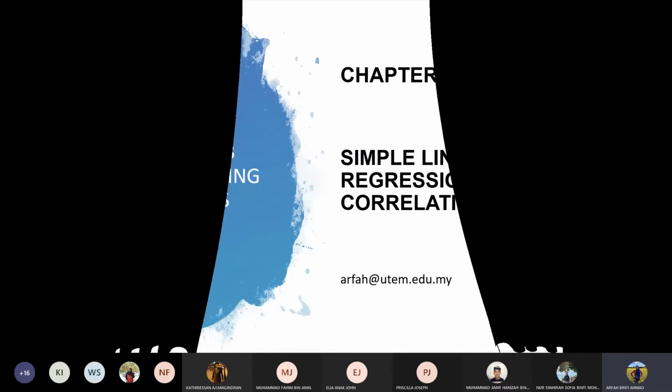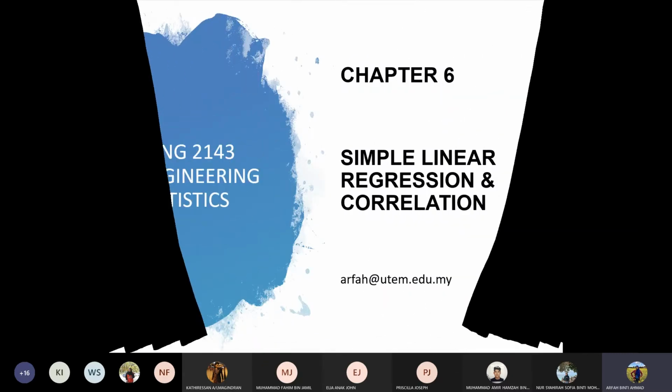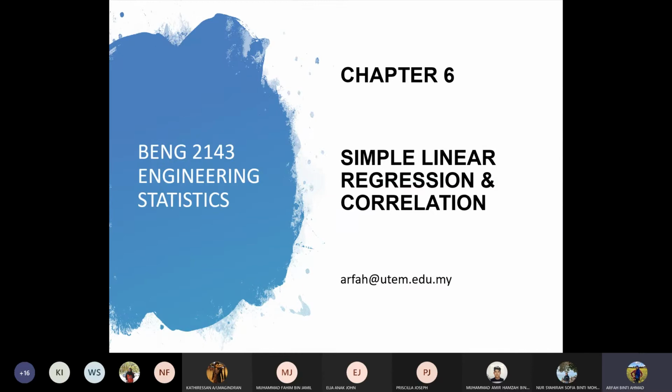Okay, simple linear regression and correlation. In this chapter, you are going to see the relationship between two variables, and then we are going to derive what are the equation for the relationship. What are the equation to represent both variables involved in that particular method.